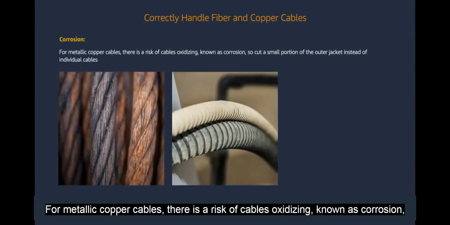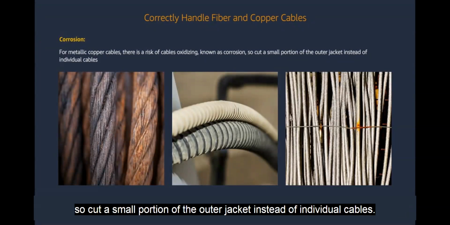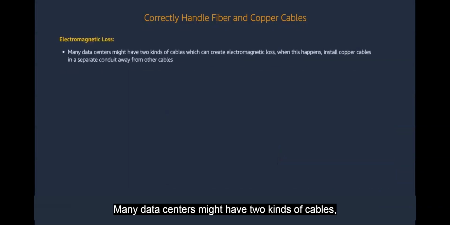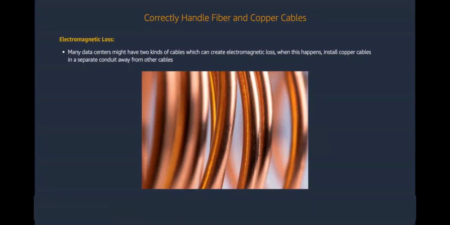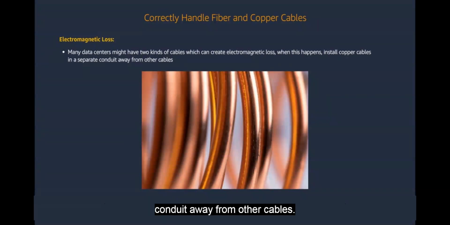For metallic copper cables, there is a risk of cables oxidizing, known as corrosion, so cut a small portion of the outer jacket instead of individual cables. Many data centers might have two kinds of cables, which can create electromagnetic loss. When this happens, install copper cables in a separate conduit away from other cables.